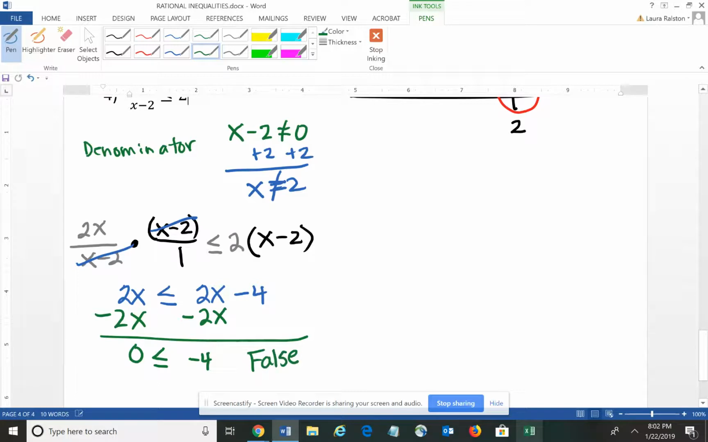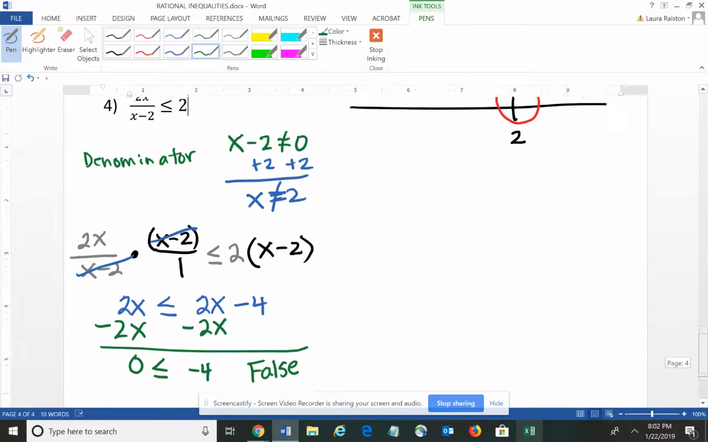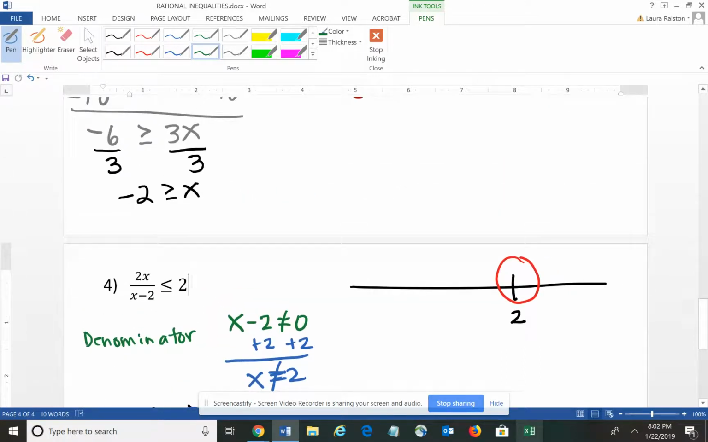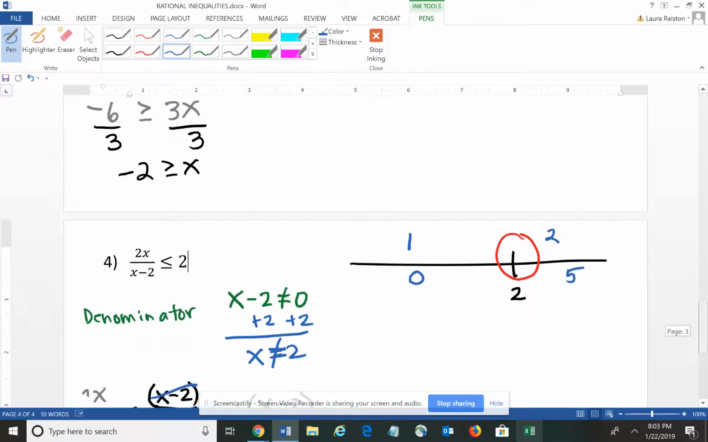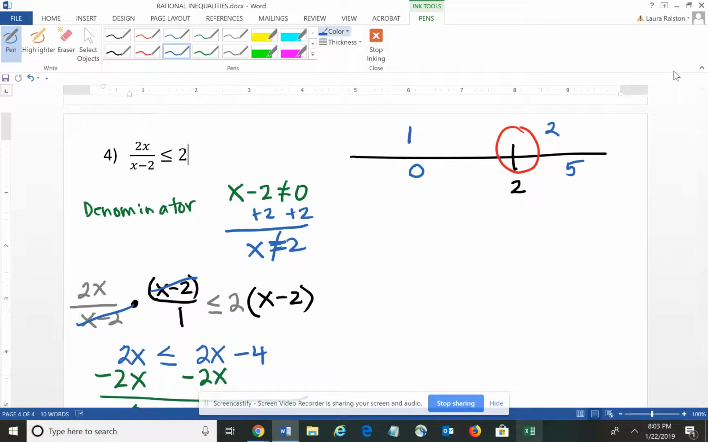It will always be false, which means there's no way you can make this particular expression less than 2 at any given point. So we really only have one critical value here, which is a little bit different from all the problems that we've been looking at. So we only have 2 critical regions this time, one that is less than 2 and one that is greater than 2. So I'm going to choose 0 and then let's say 5. So I only have 2 values to check this time.